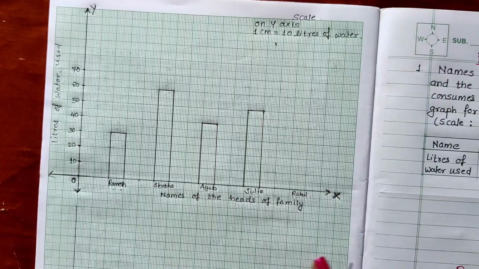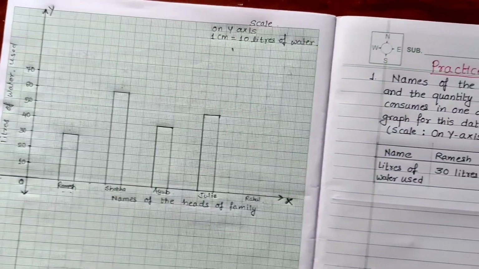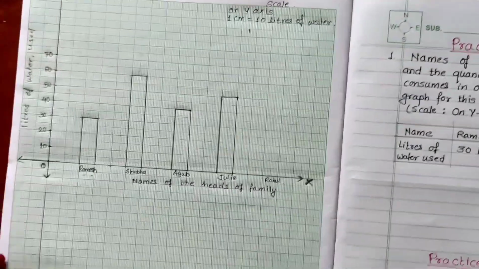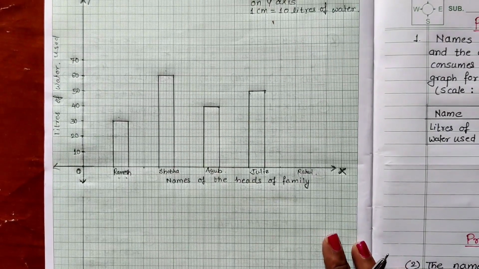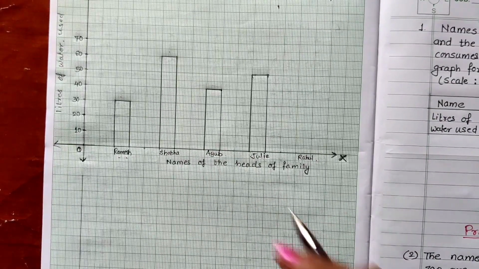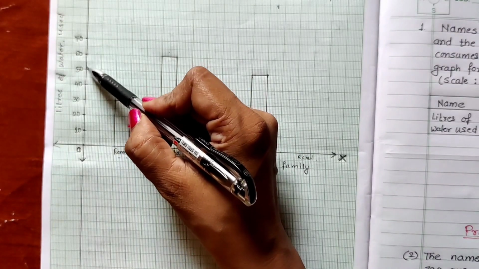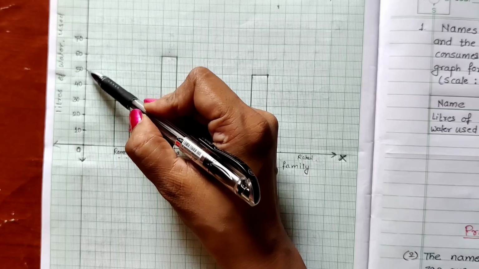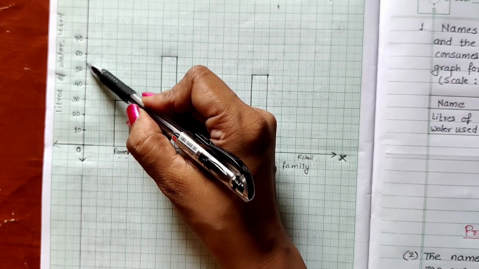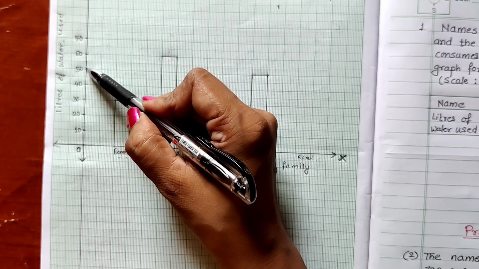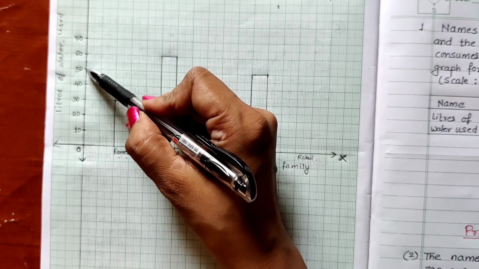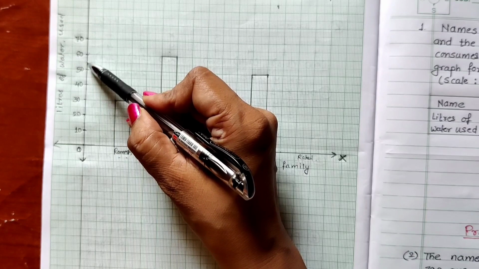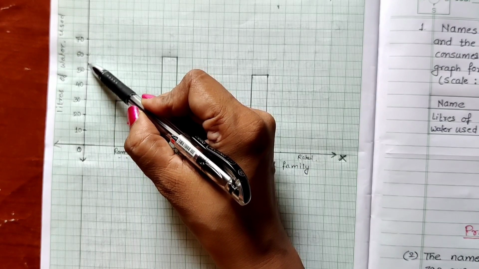And now last is Rahul's family. Rahul's family consume 55 liters. So 55 liters. Where will 55 come? Between 60 and 50. Okay. This middle line, middle dark line is 5 units. Okay. 1, 2, 3, 4, 5. Can you see 5 small lines are there? So after 50, this fifth line will be of 55.